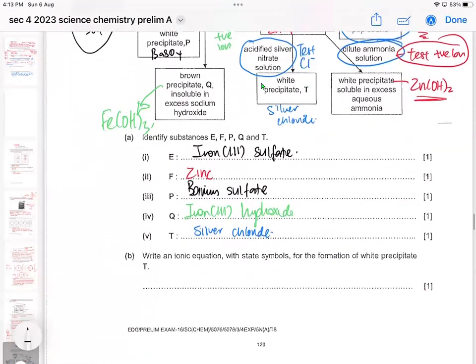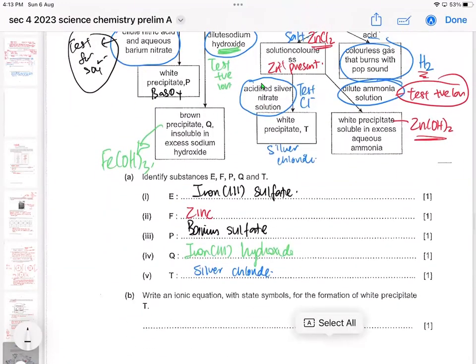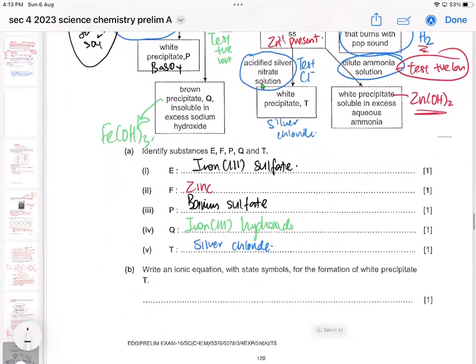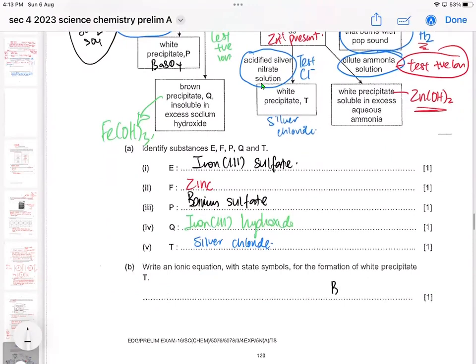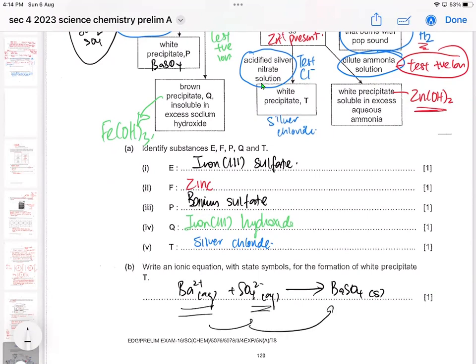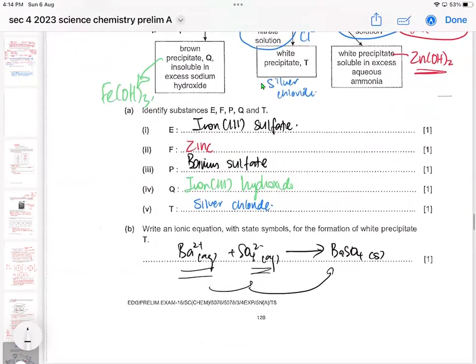Ionic equation for the precipitate, again, our hack. We say that for a precipitate, always write down the precipitate first. And then ask yourself, what are the ions that make up this precipitate? So it must have come from a barium ion and a sulfate ion. And then both of them must be aq, because ppt formation is two solutions mixed together giving you the precipitate. It's always like this.